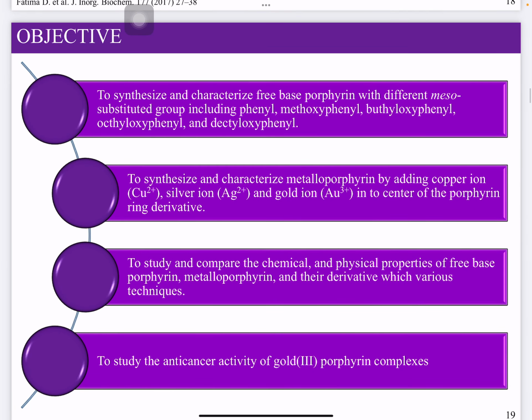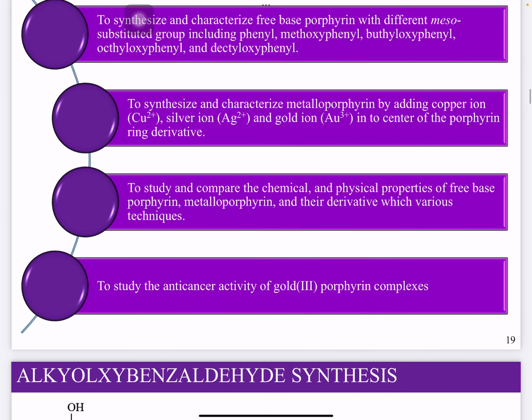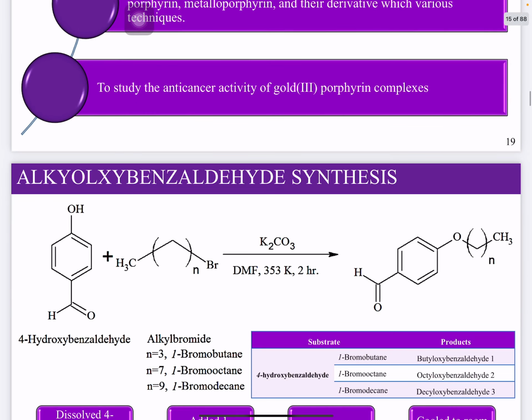The objective of this research is to synthesize and characterize free base porphyrins with different substituted groups, including phenyl, methoxyphenyl, and so on; to synthesize and characterize metalloporphyrins by adding copper ion, silver ion, which is silver(II), and gold ion, gold(III), into the center of the porphyrins and their derivatives; to compare the chemical and physical properties of the free base porphyrins and metalloporphyrins and their derivatives; and to study the anti-cancer activity of the gold porphyrin complexes.